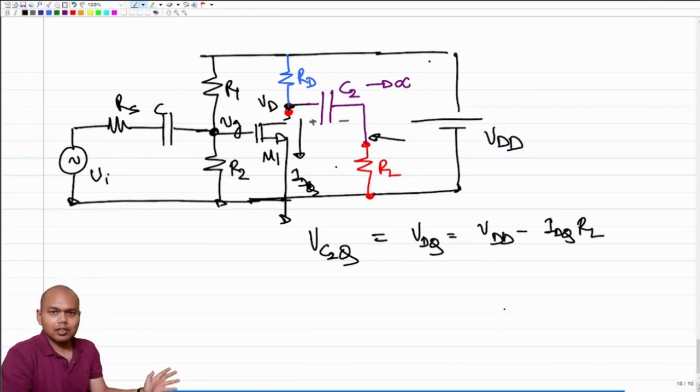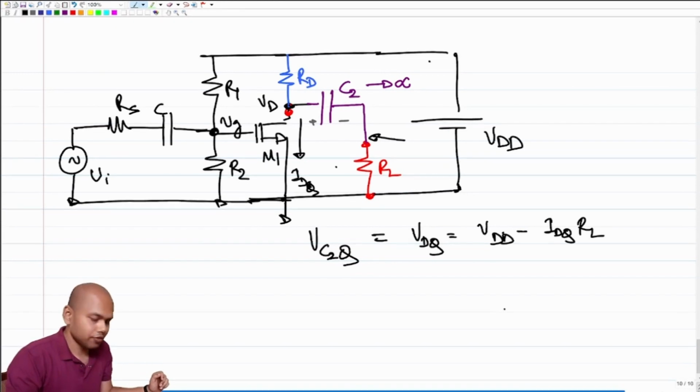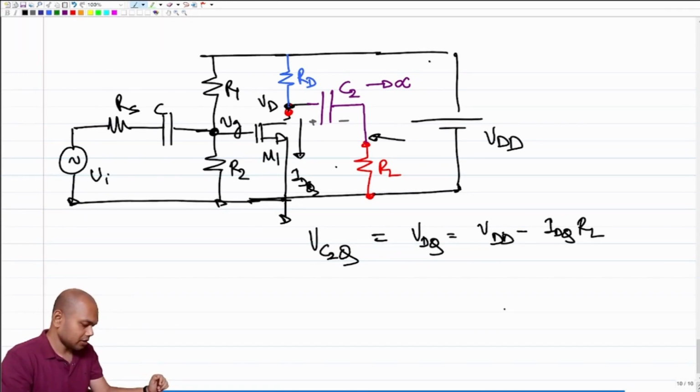Note that by putting a capacitor, we are not disturbing the quiescent point of the transistor, right? If we can ensure that we are not disturbing the quiescent point of the transistor, that is a good start. And the RL is no longer loading the quiescent operation of your transistor. Okay, great. So what about the AC condition?